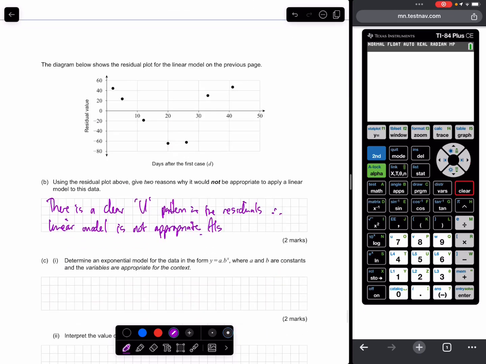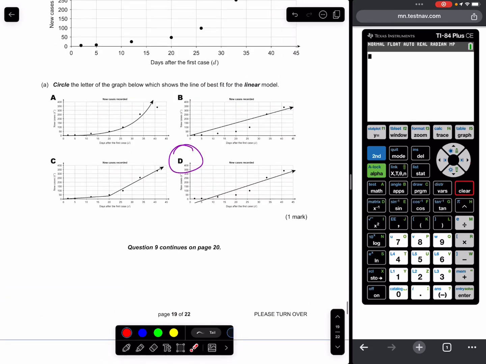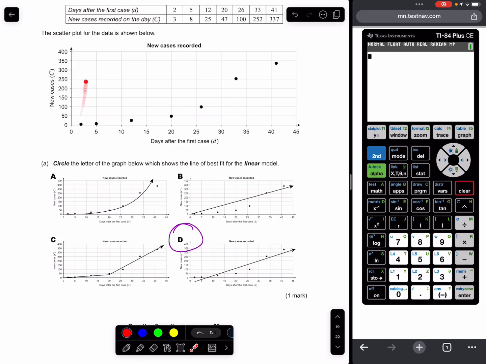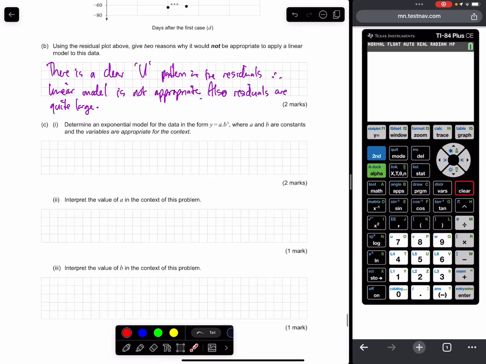Also, residuals are quite large. 40, 20, negative 60, back up to 40 again. All right. Although, to be fair, the data is large itself, but you're looking for 2 marks, so you make 2 points.